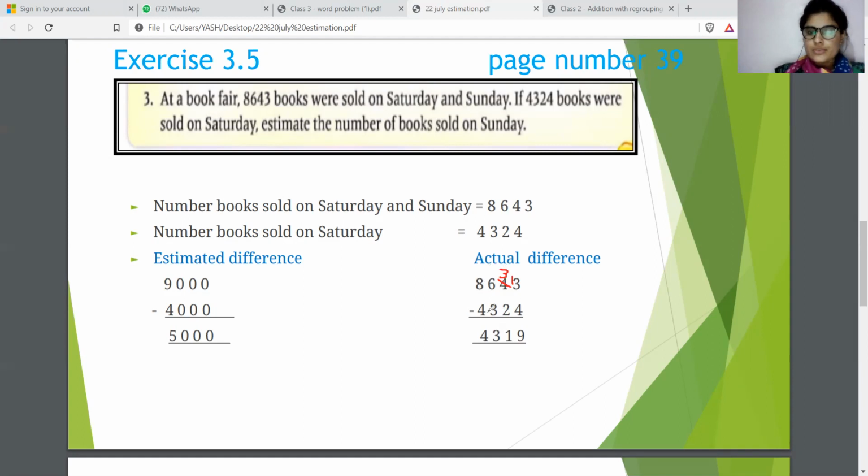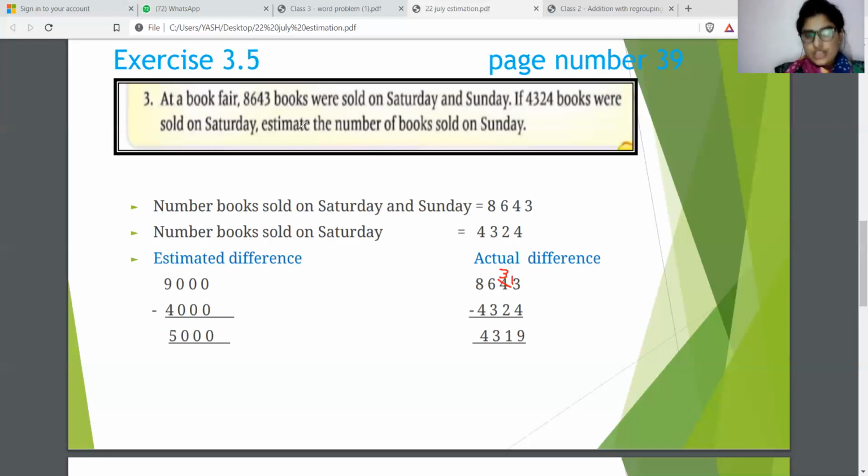Now at the thousands place. Can you see the thousands place? We have 8 and we have 4. So just take away 4 from 8. 4 from 8, the answer will be 4. So the answer will be 4,390.